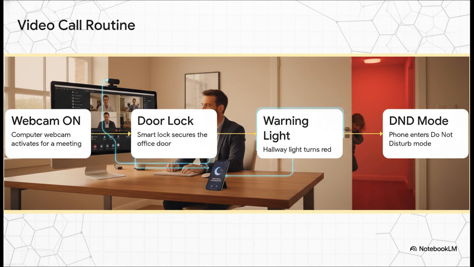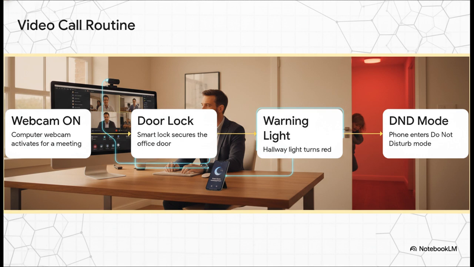Literally the millisecond your computer webcam activates for a meeting, a cascade begins. Step 2. Your smart lock instantly secures the office door so the kids can't accidentally run in. Step 3. A hallway light changes to red, serving as a visual warning to the family that you're busy. Step 4. Your phone automatically enters Do Not Disturb mode to keep you totally distraction-free. And the best part? The moment your camera turns off, everything instantly reverts right back to normal.